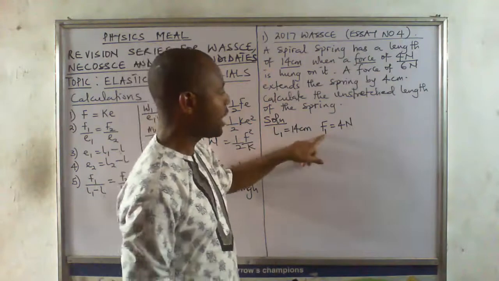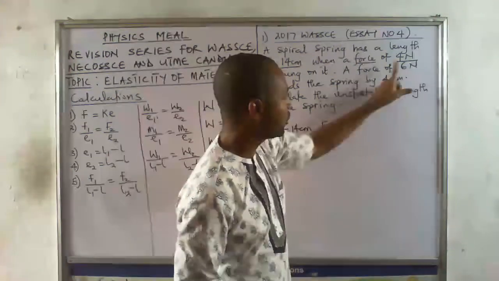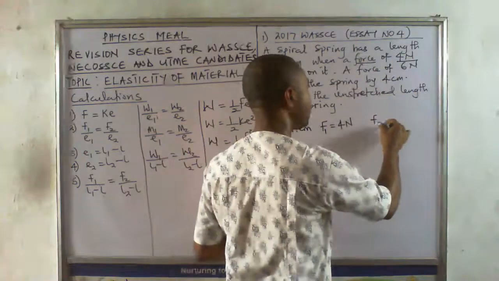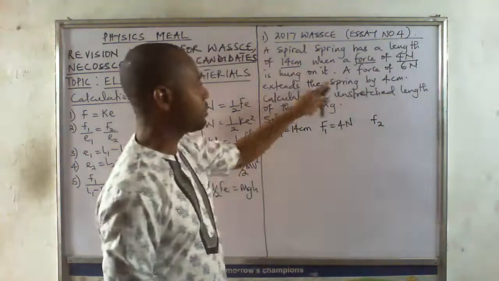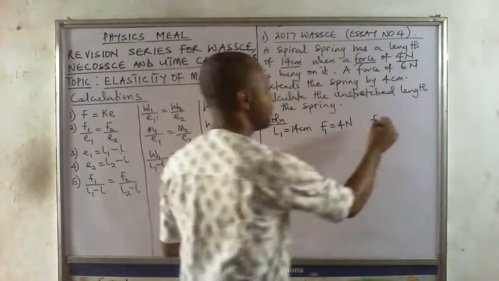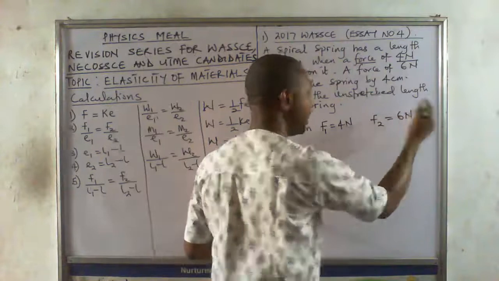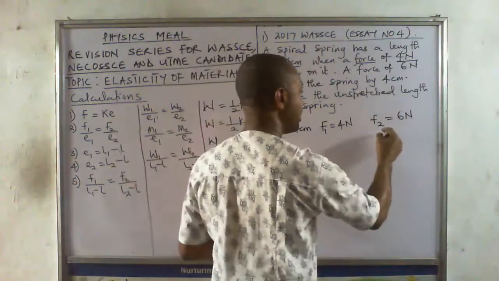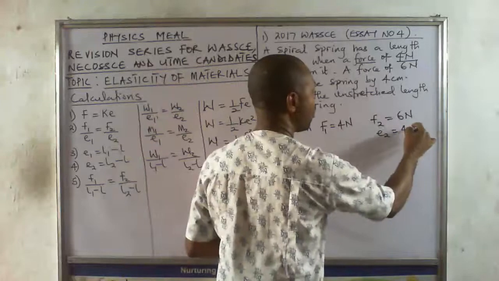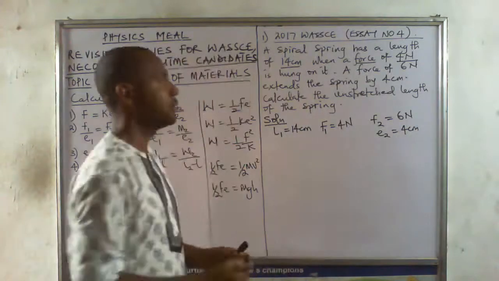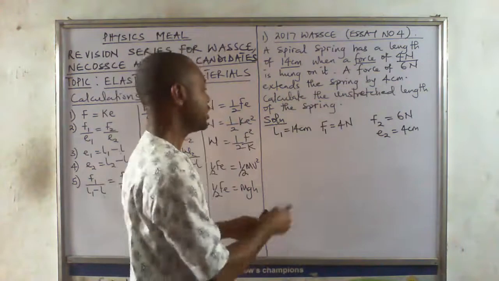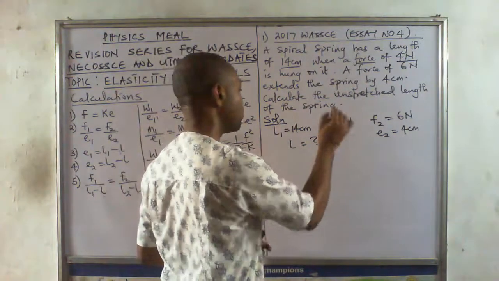You see why I have to do this? Because I just saw another force, a force of 6 Newton. So I have a second force, F2, which extends the spring. Talking about extension, the appropriate symbol for extension is E. So this force F2 is 6 Newton, then the extension, E2, is 4 cm. Now they say calculate the unstretched length. The unstretched length will be the original length. That's what we are looking for.